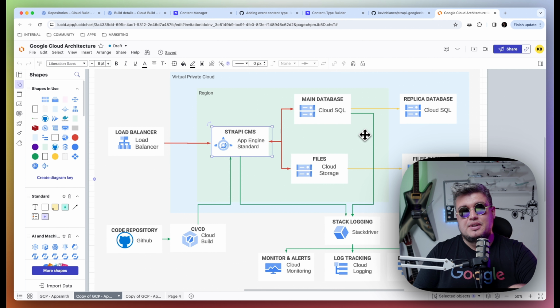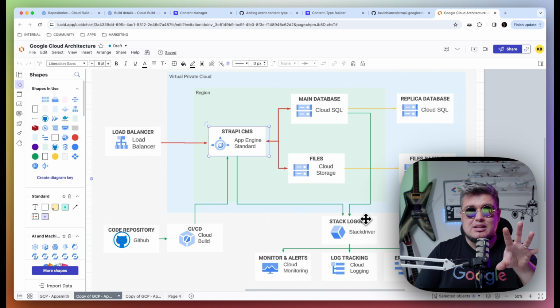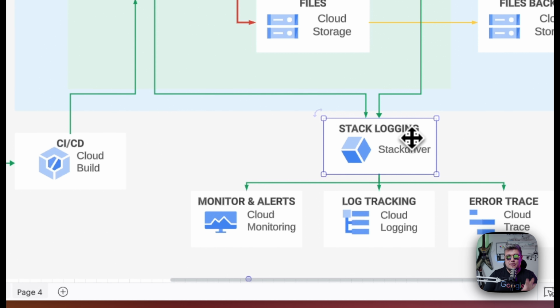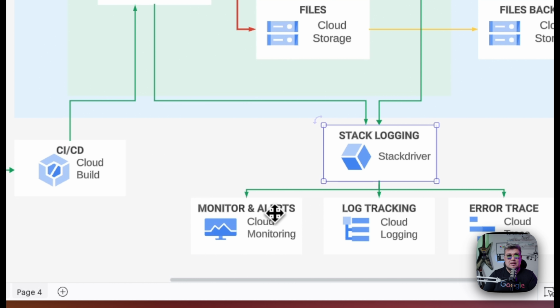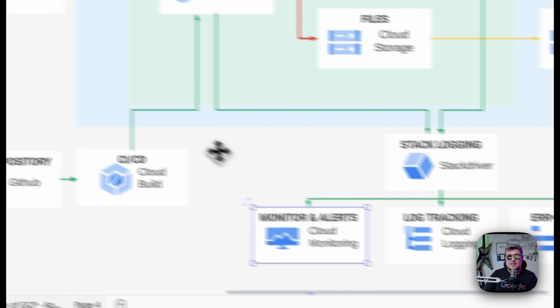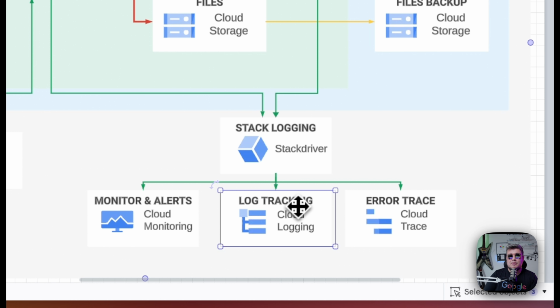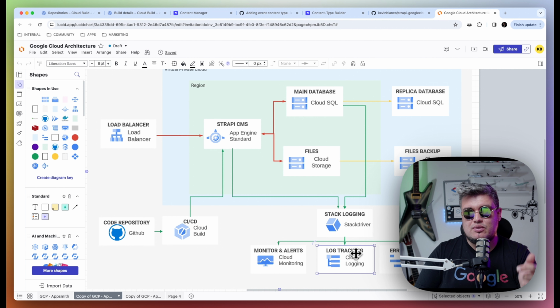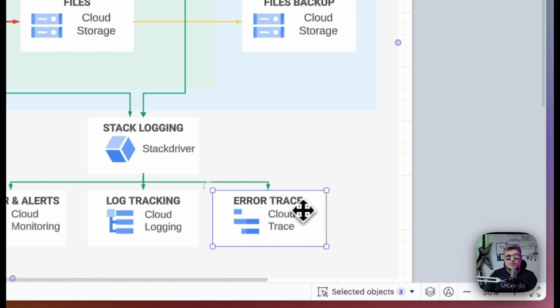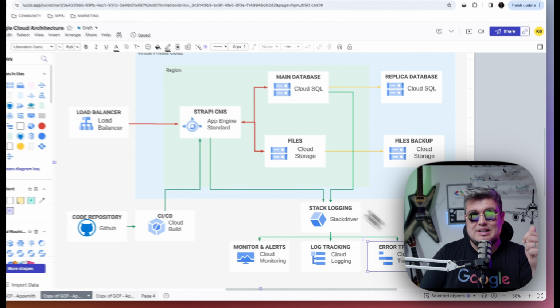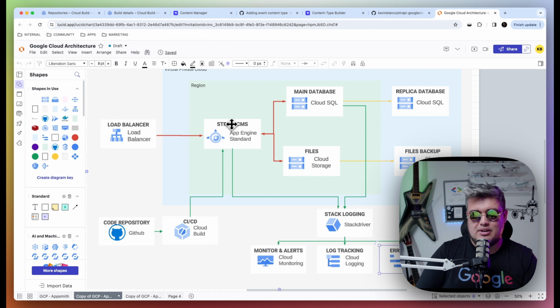And also all of this is going to be completely logged into the Stackdriver logging stack to define, for example, monitoring and alerts. In case you have downtime in your App Engine, for example, you can define alerts, and log tracking to be able to log everything that is going on in our cloud builds and in our application. And the other thing we're going to be setting up is Error Reporting to be able to trace down errors on any of those architectural elements.